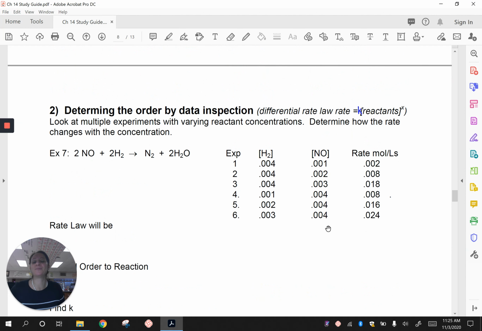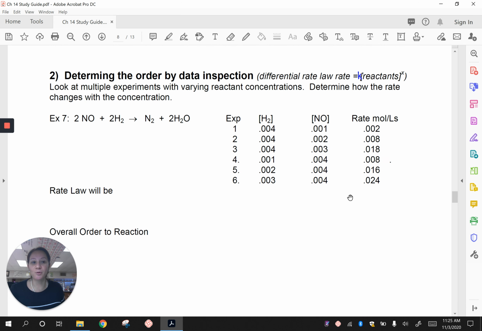So we said that there are 3 methods to determine what that order is. And the first method we talked about is looking at the mechanism and knowing what the rate determining step is, and from there figuring out what the order is. The second method is by data inspection.